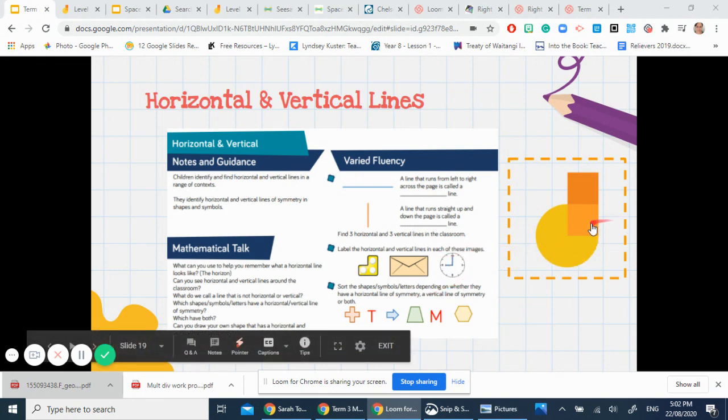So now it's time for us to hit onto the Jamboard and go into our Jamboard lesson on horizontal, vertical lines, right angles, and parallel and perpendicular lines.